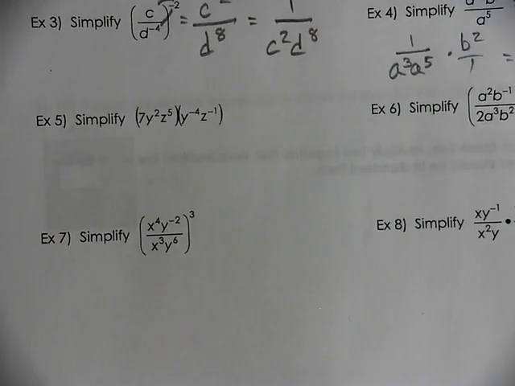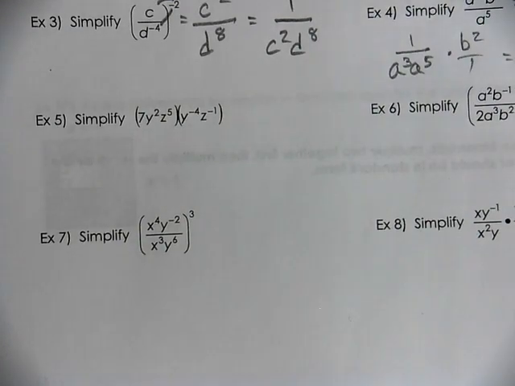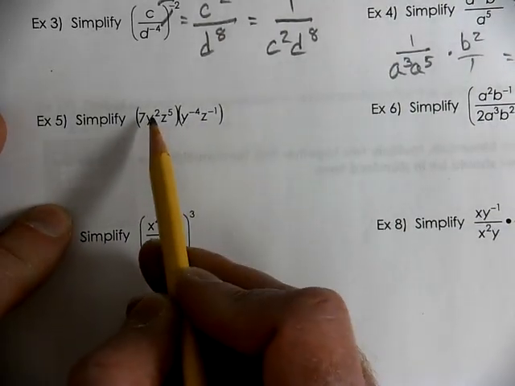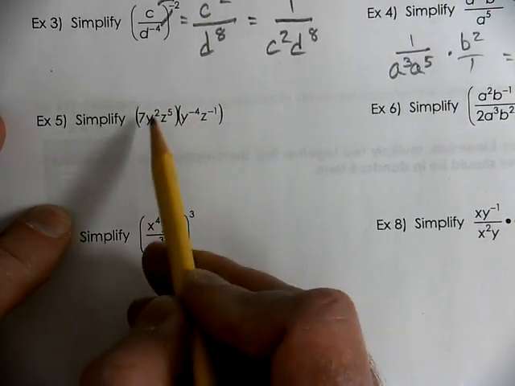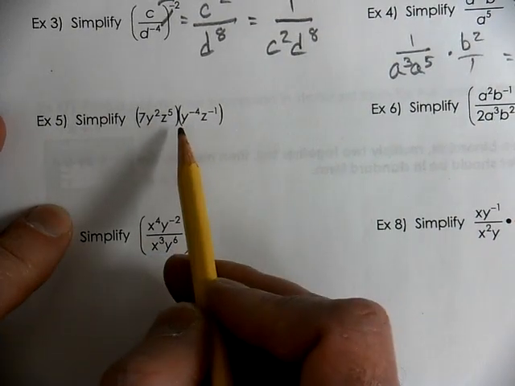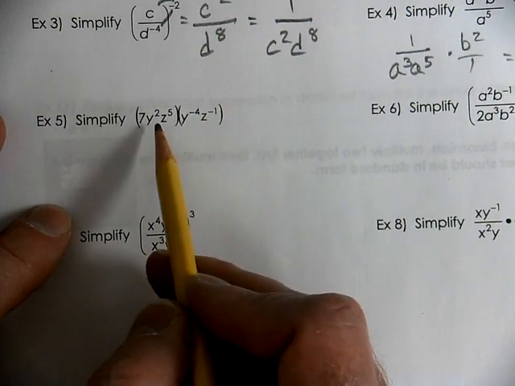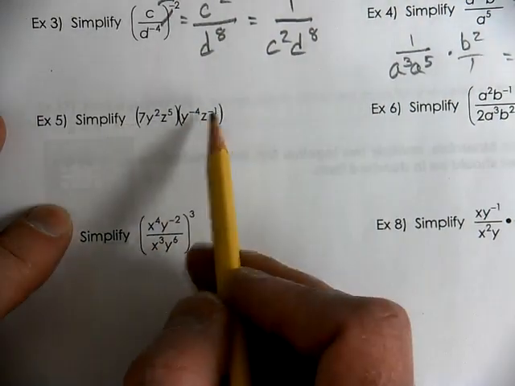Okay, let's look at number 5. What do you see here? So we're going to look at this one here. A lot of people might make a mistake and think this is foiling because you have sets of parentheses. But there's no adding and subtracting. These are not binomials. These are monomials. We don't even need the parentheses.